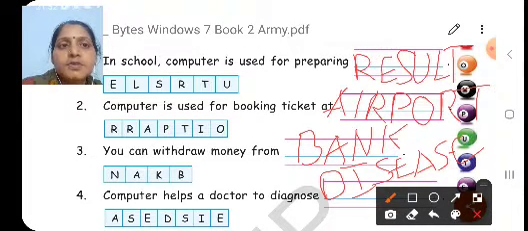In schools, computer is used for preparing result. Computer is used for booking tickets at airport. You can withdraw money from bank. Computer helps a doctor to diagnose diseases.